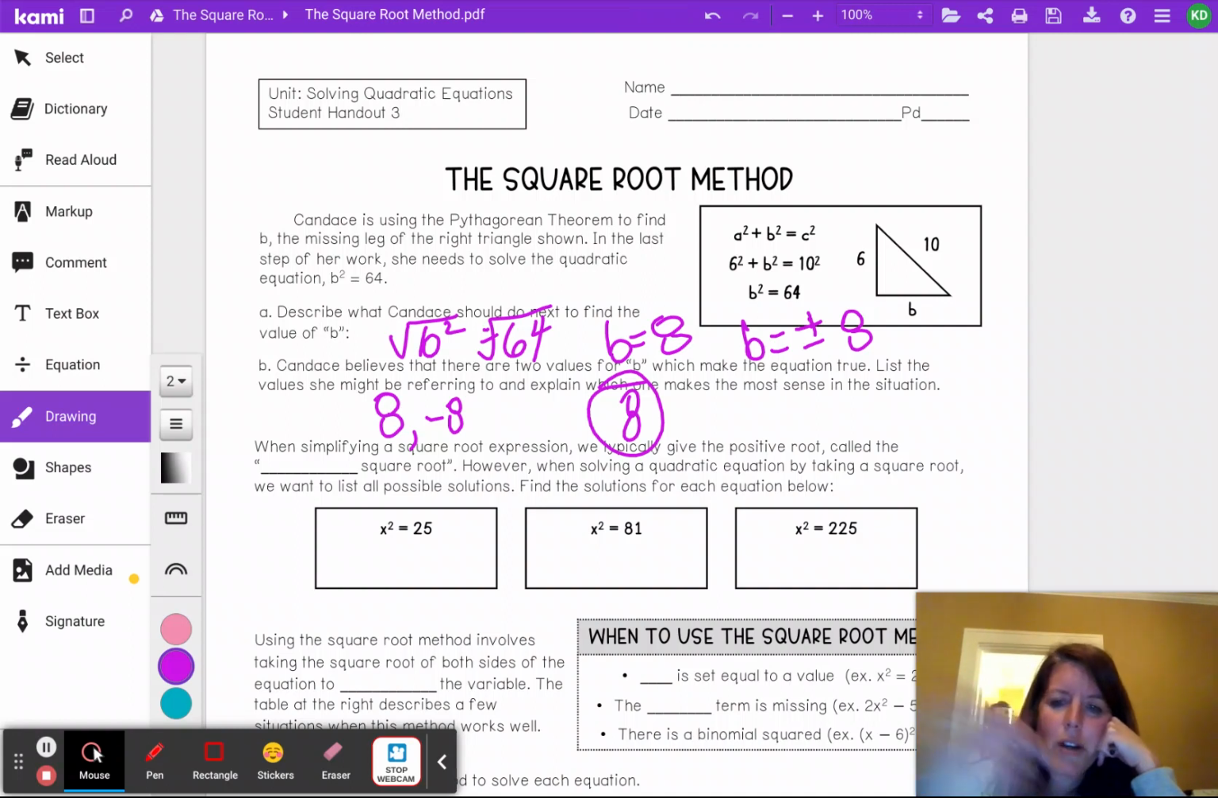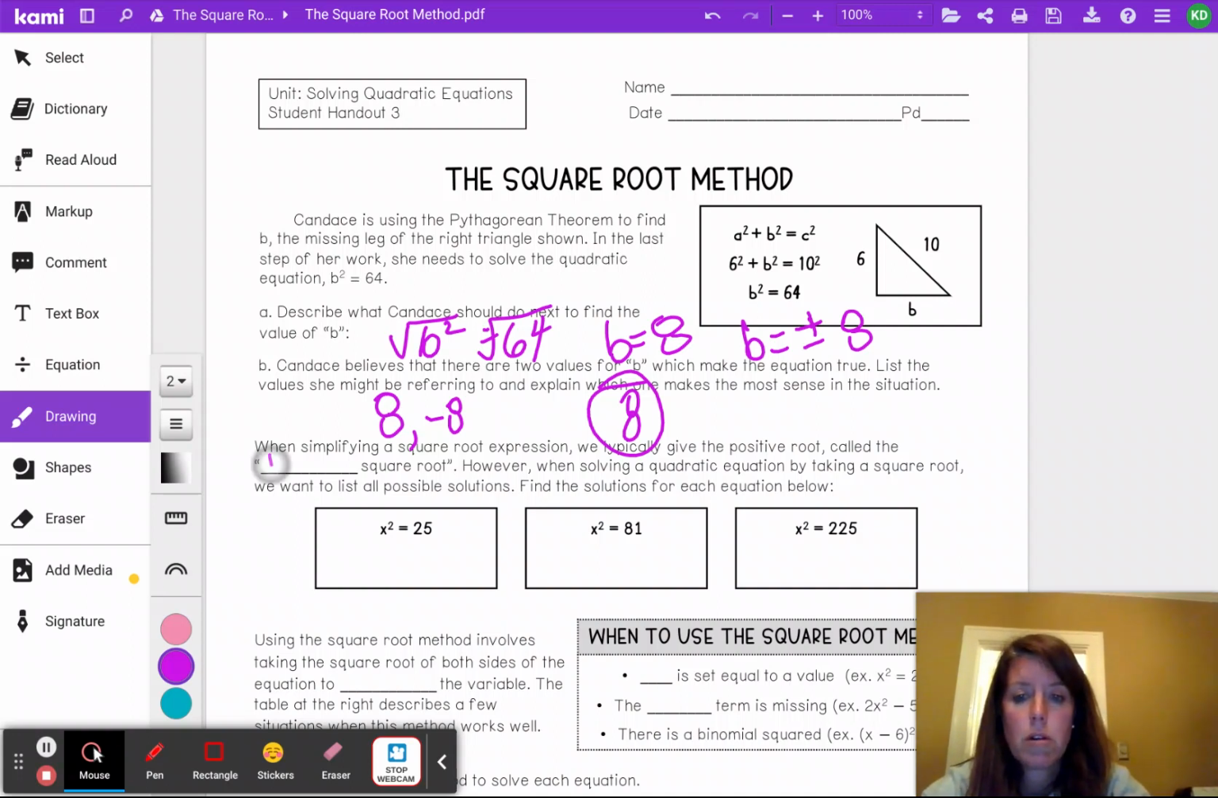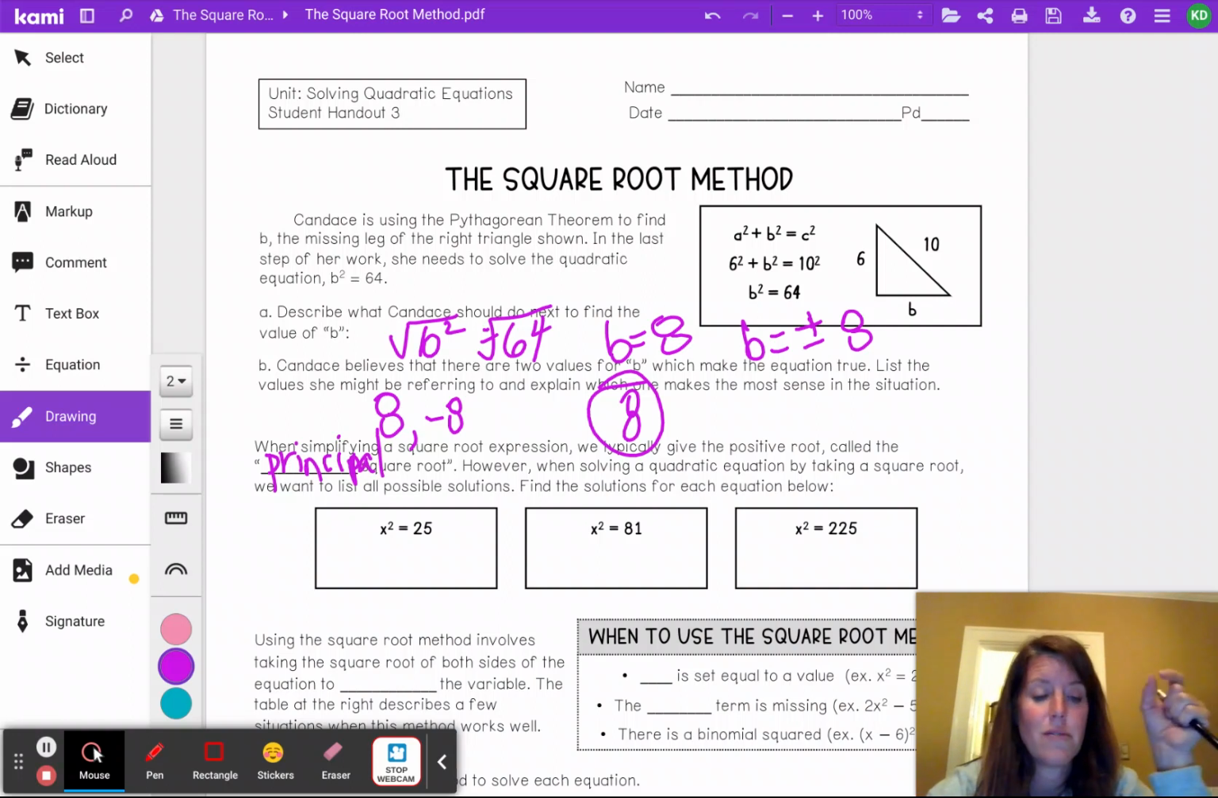Moving on down, when simplifying a square root expression, we typically give the positive root, and that is called the principal square root. So if you ever see that, it's the positive number when you're taking the square root. The positive number is called the principal square root. But when solving a quadratic equation by taking the square root, we have to say all those solutions. So if it's 8, it could be -8 as well.